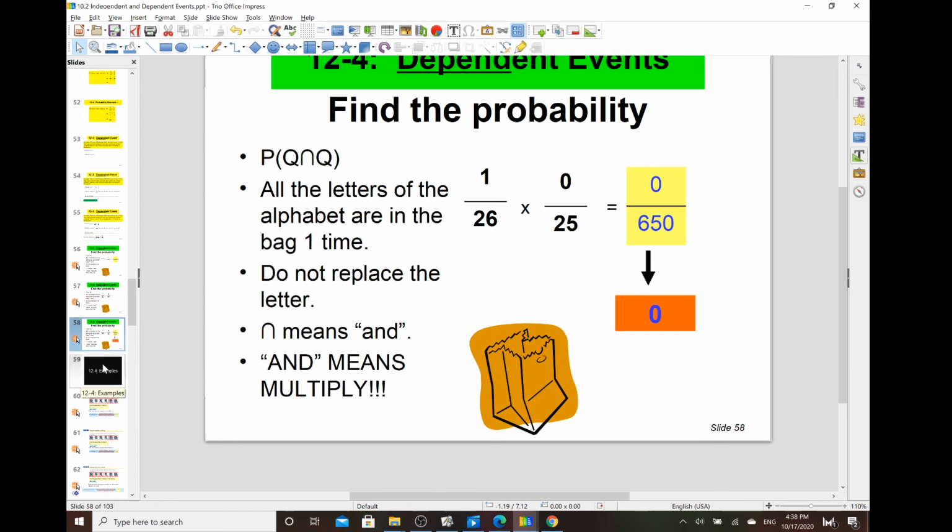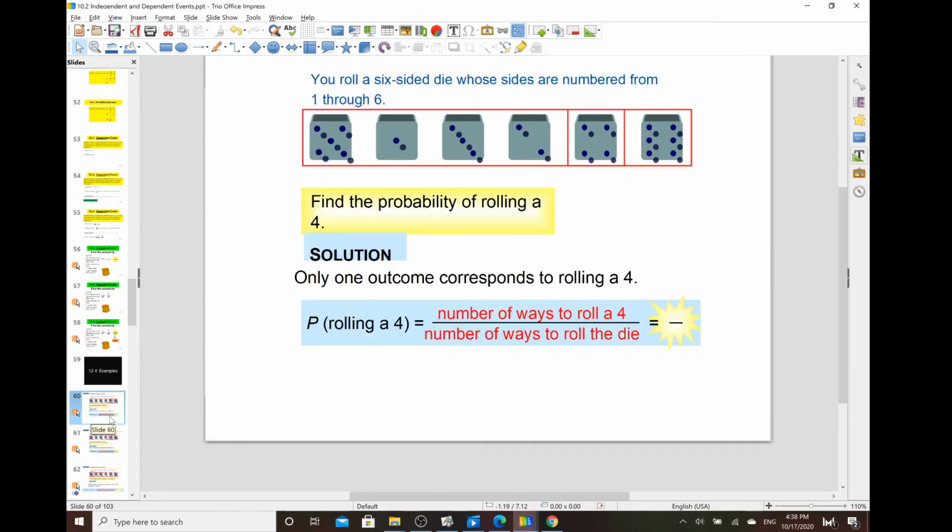Okay? And this one is just going back to the first section, 10.1, so we're not doing that.